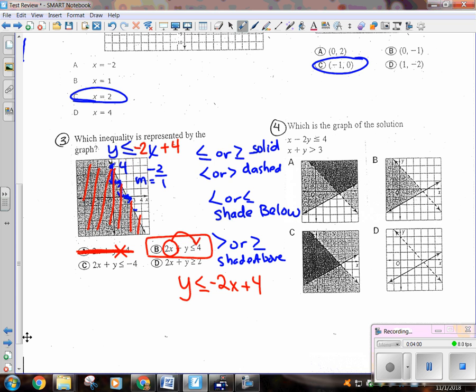Number 4, which graph is the solution? Now, I happen to notice that I do need to change it. It's easier for me if I change it to y equals. So if I take x over here, it's going to become -x, but I also have a -2 with y. So I have -2y. Right now it's still less than or equal to. I've brought that x over, so now it's -x, +4. I do need to divide by negative.